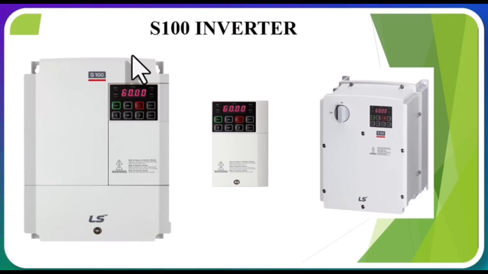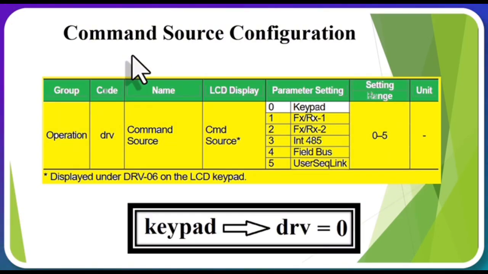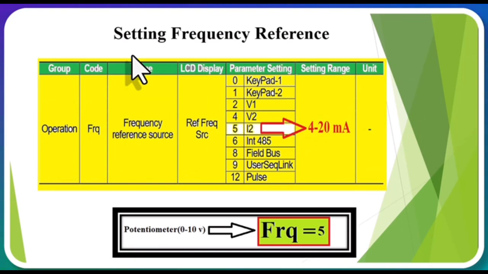current input. In the S100 inverter, we mentioned that if we want to start the motor from the keypad, we need to set the DRV parameter in the basic group to 0, which means keypad. But if we want to set the frequency reference to 4 to 20 milliamps, meaning the analog current input, we need to set the FRQ parameter in the basic group, which is the operation group, to number 5, which means I2. So, if we want to use the analog current inputs, for example, a pressure sensor that outputs 4 to 20 milliamps, and we want to connect this pressure sensor to the inverter, we need to set our FRQ parameter to number 5, which is the analog current input of 4 to 20 milliamps.